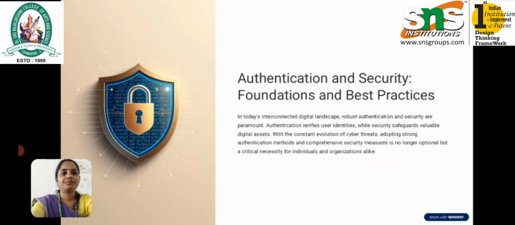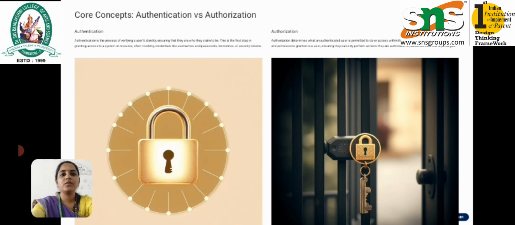Next slide. The core concepts of authentication and authorization. So we will see what authentication and authorization are. Authentication is the process of verifying user identity, ensuring that they are who they claim to be. It is the first step, granting access to the systems and services. Authorization determines what the authenticated user is permitted to access in the systems. Specific rights and permissions are granted to the user, ensuring that they only perform actions they are authorized for, based on the role and privileges that they are allowed.